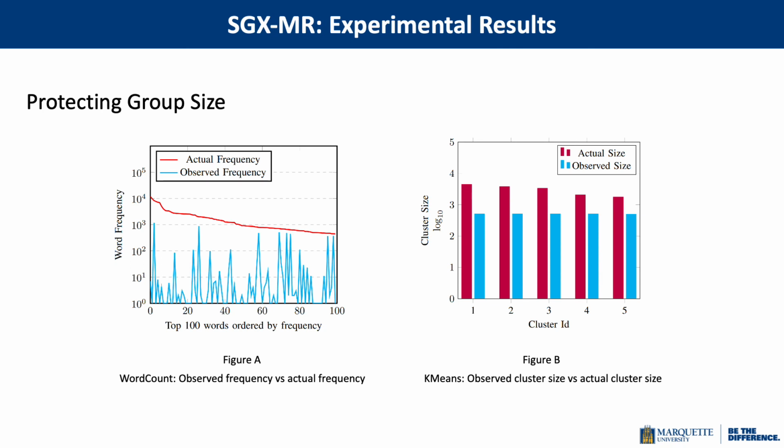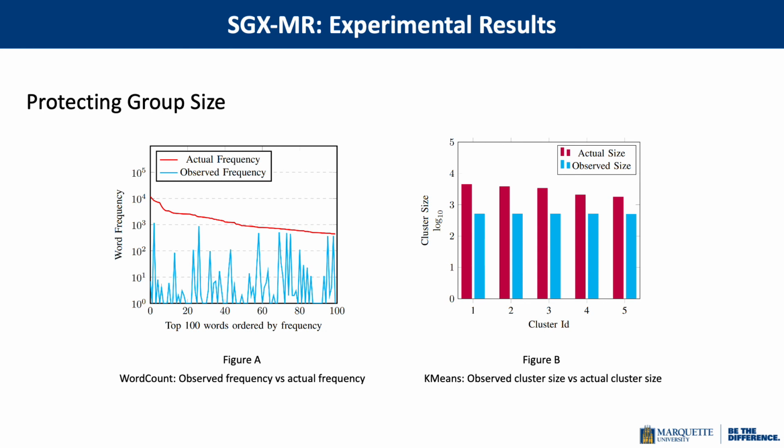Experimental results. Here we want to show how we are protecting the group size in the SGX-MR. In the left figure, we show the word count problem, the observed frequency versus the actual frequency. The x-axis is the top 100 words ordered by the actual frequency, where the y-axis is the word frequencies of the actual frequency and the observed frequency. We can observe that there is no relation between the observed frequency and the actual frequency, and the observed frequency from the reducer comes completely at random.